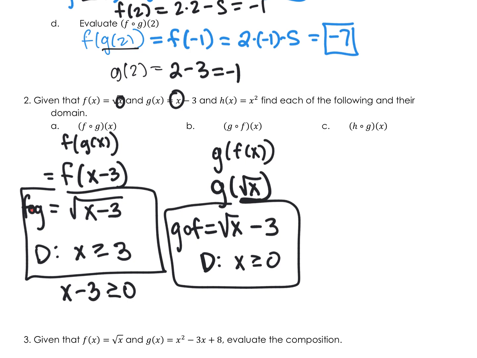Okay, I'm going to give you another chance to try C because I don't think everyone got too far with C. So try C, h of g of x, and think about what you're doing again. Be careful. Make sure that if you have something inside of a function, you put it in for the x. You did not put all of that in for the x.